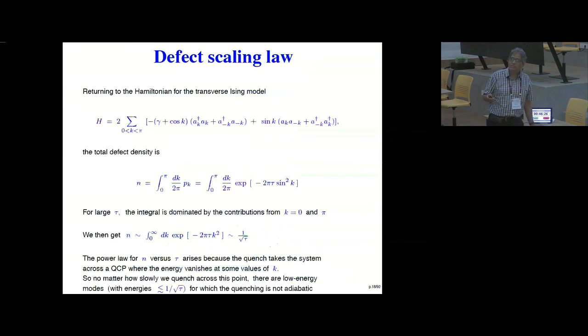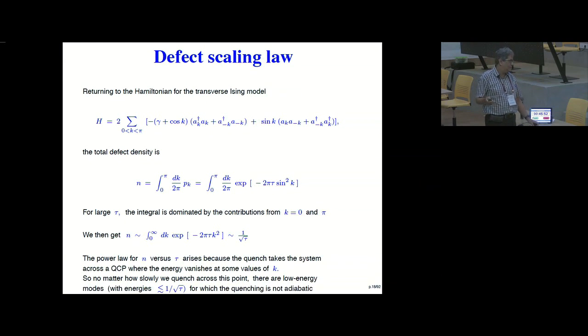Okay, so now we return to this Hamiltonian for the transverse Ising model given here. So for each of these modes, when you vary gamma across a critical point, you have a probability of excitation, P of k. And to get the total defect density, all you do is integrate this probability over all the values of k from 0 to pi. So you're just integrating the probability of excitation for each k over k.